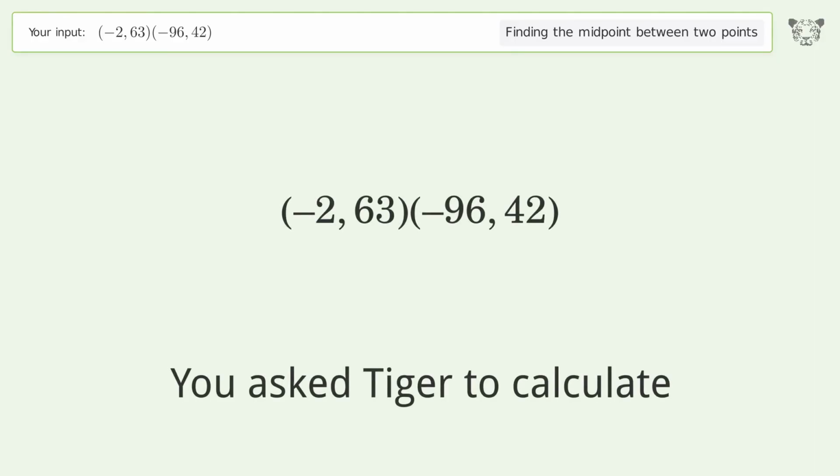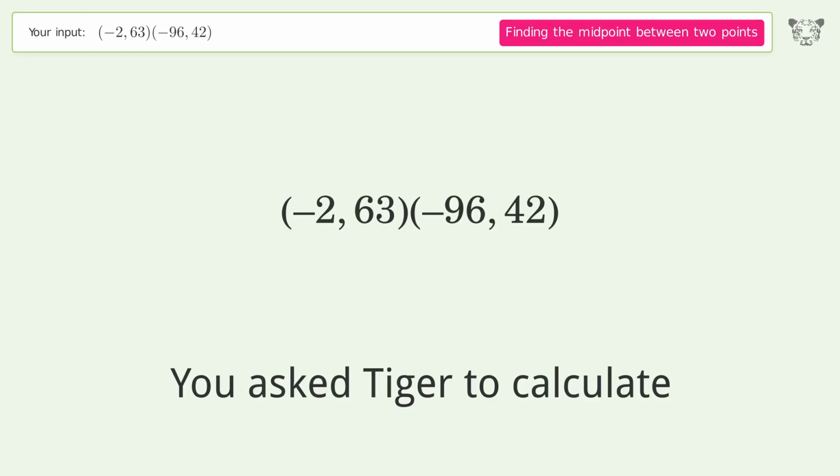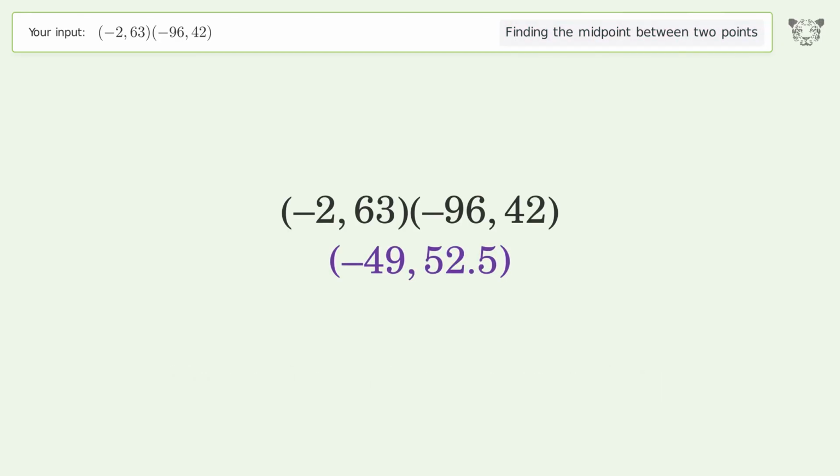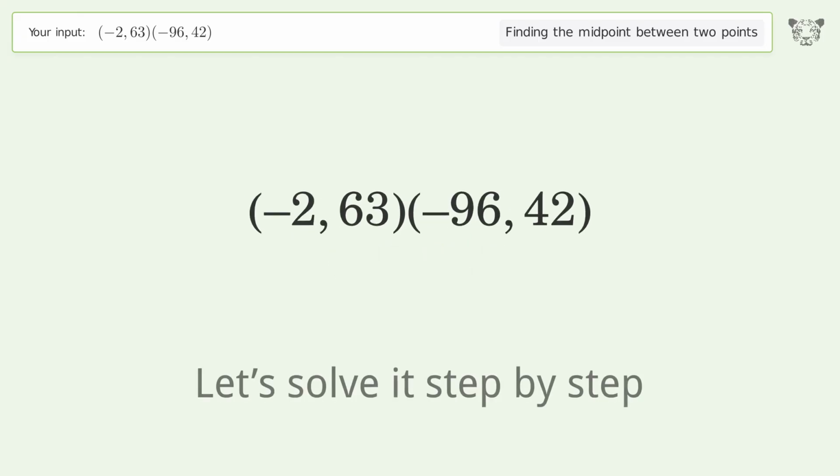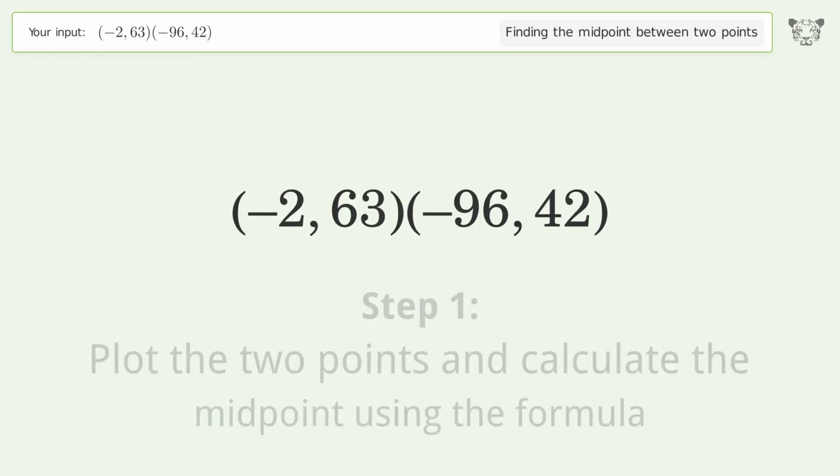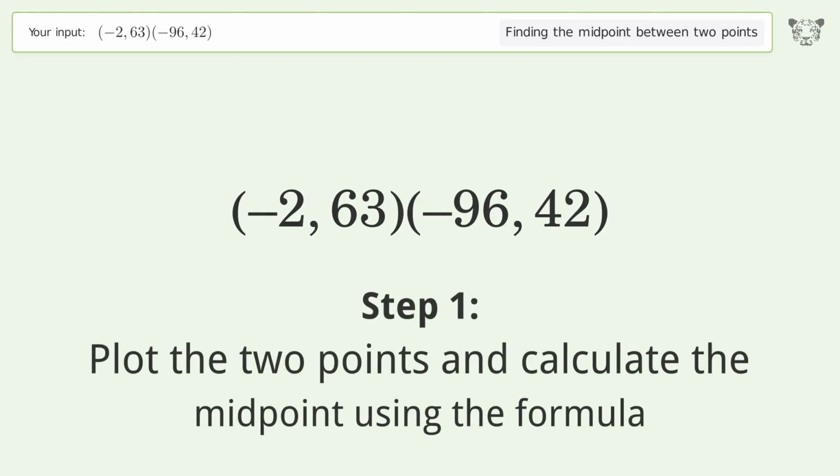You ask Tiger to calculate. This deals with finding the midpoint between 2 points. The midpoint between the 2 points is negative 49, 52.5. Let's solve it step by step. Plot the 2 points and calculate the midpoint using the formula.